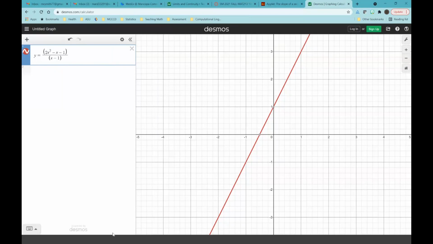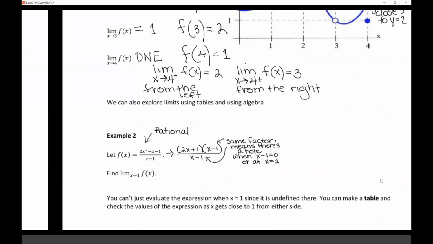Okay, now let's take a look at some other stuff. One thing you can do is, it says you can't really evaluate the expression when x is 1 because the function output isn't defined there. So you can't say, well, I'll just plug a 1 in. You're going to get 0 divided by 0, and that's an undefined thing.